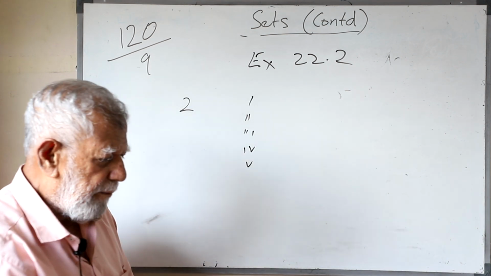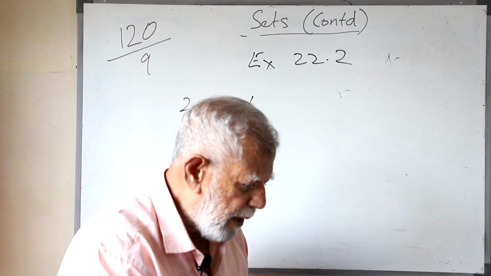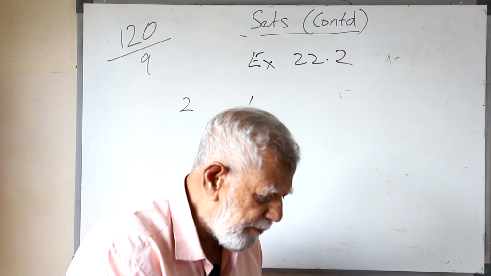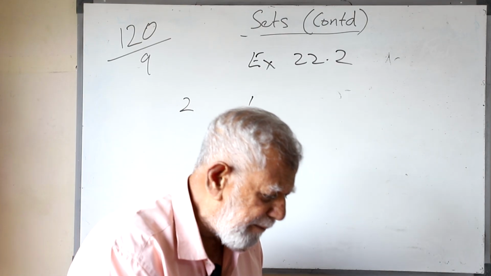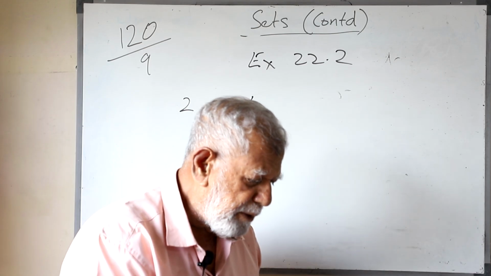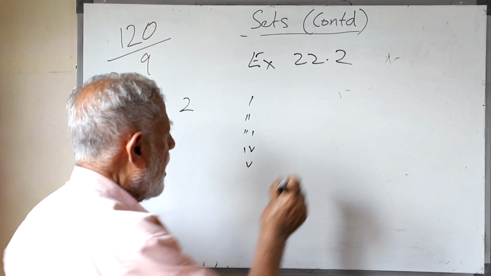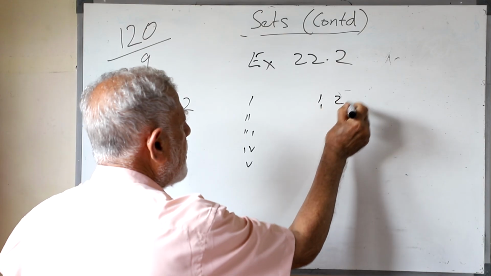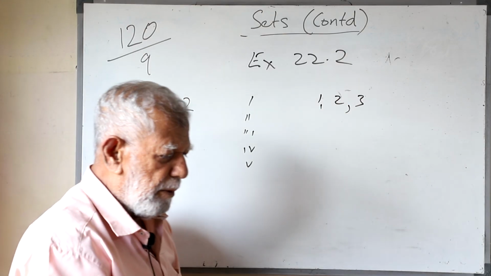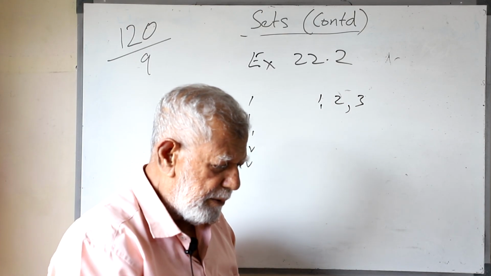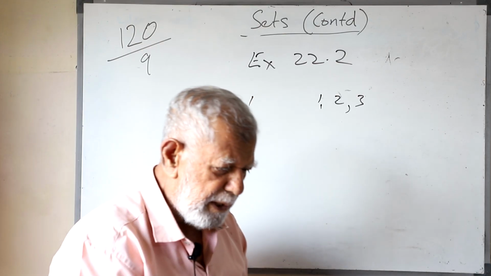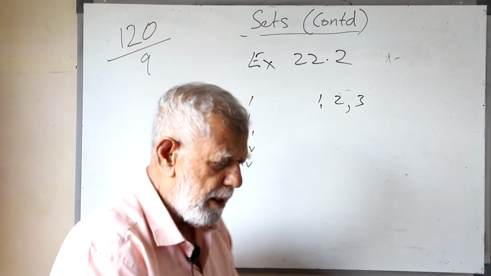The second question is to determine whether each of the following statements is true or not. There are 5 sections. First one: 1, 2, 3 is a subset of numbers divisible by 5. Are these numbers divisible by 5? No, they are not divisible by 5. So the first one is actually false.